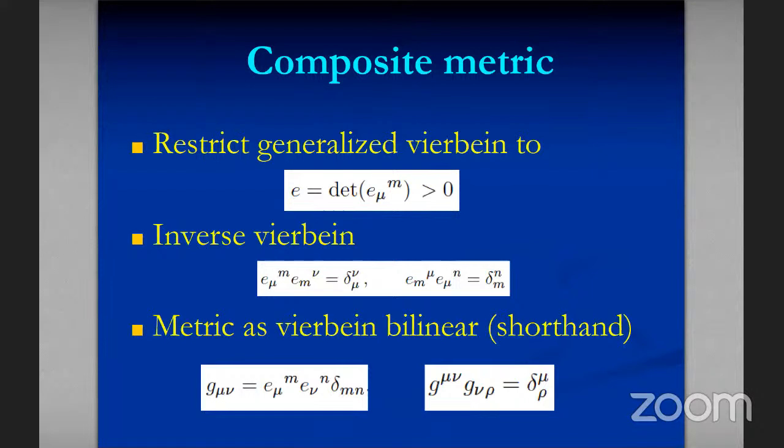We can also now formulate a composite metric as a Vierbein bilinear. It's just a shorthand for two Vierbeins, with the usual contraction of two Vierbeins with the Euclidean SO(4) invariance delta_MN. If the Vierbein has an invariance, the metric also has this invariance, and we can now raise and lower indices with this composite metric, and transform the world indices to Lorentz indices in the usual way with a Vierbein.